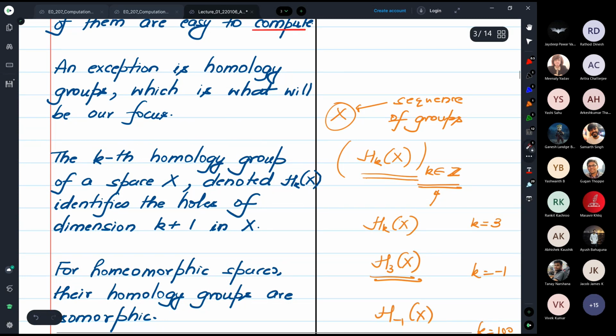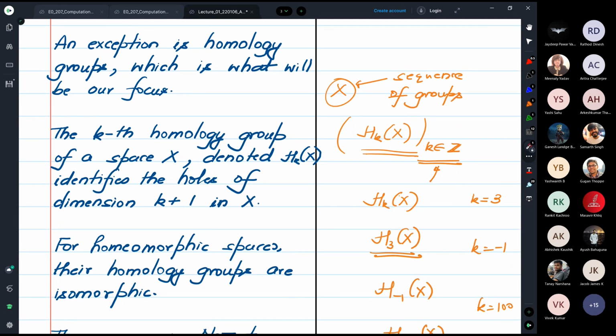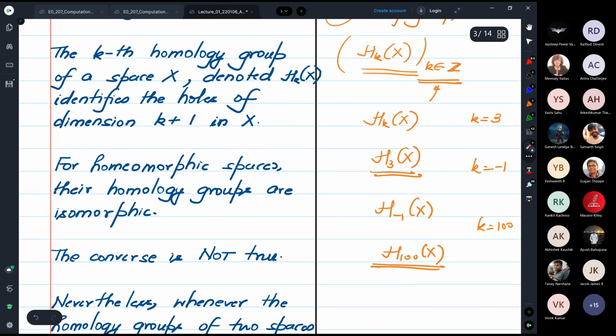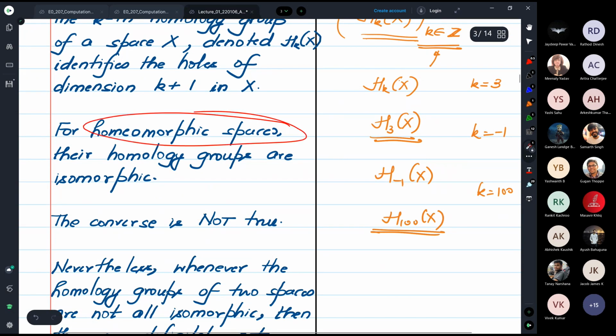What these groups are, how to construct them, and so on, we will discuss in the next class. For the time being, you need to understand that when I say homology, I basically mean the sequence of groups that are associated to a given space X. The key thing is that these homology groups are invariant under homeomorphisms. What do I mean by that? For homeomorphic spaces, homology groups are isomorphic. This is loosely saying that the homology groups are one and the same.